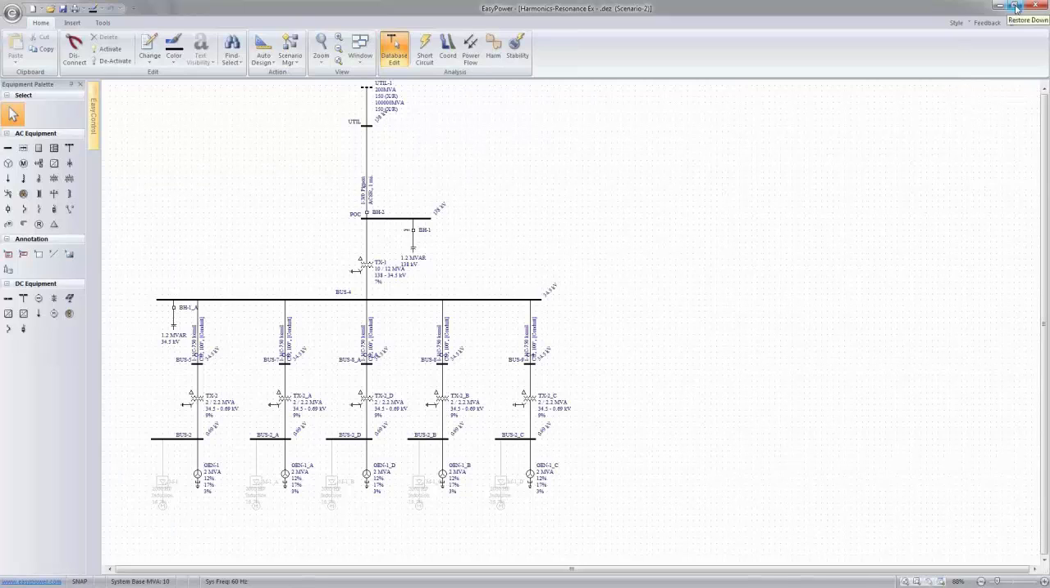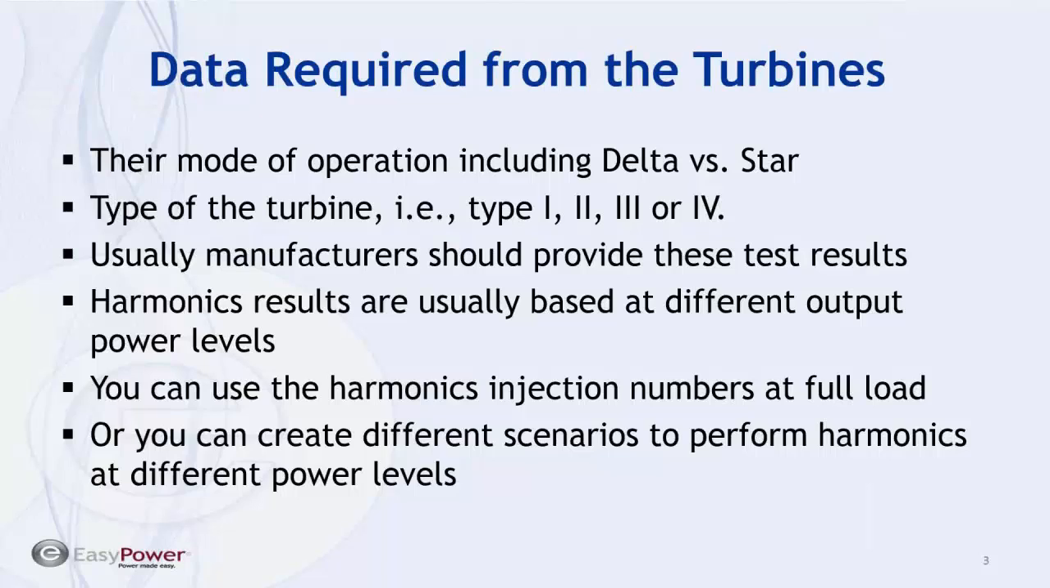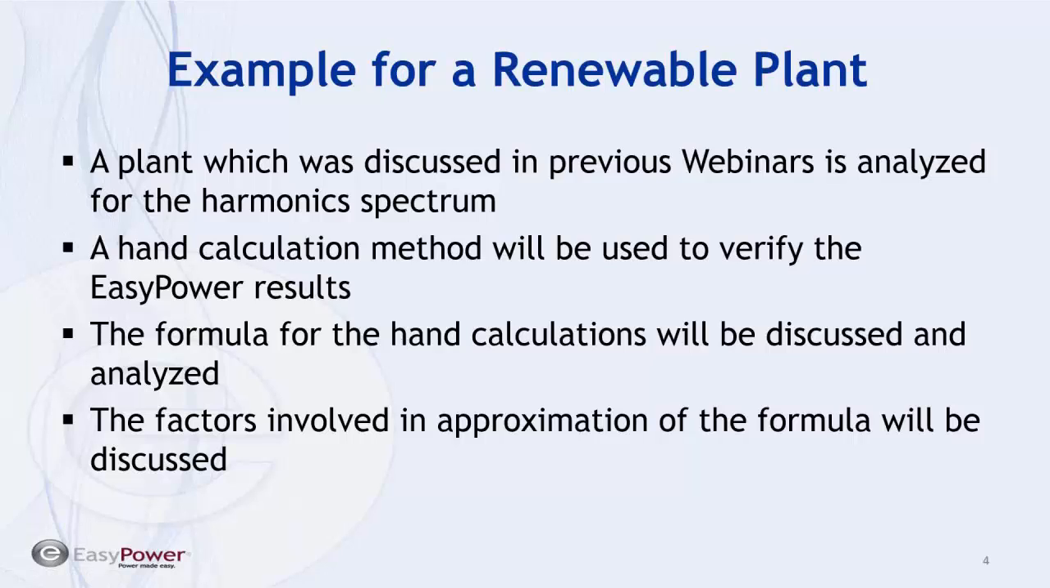But if you don't want to go into the details of the harmonic simulation for the system, you can just pick the harmonic injection at full power, use them here, and do the calculation. That would usually be enough for the first run of the harmonics of your system. It doesn't provide a whole lot of detail, but it's usually good enough to provide the worst case scenario. So that being said, here is the example for a renewable plant. The plant which was discussed in previous webinars is analyzed for the harmonic spectrum, which I discussed.